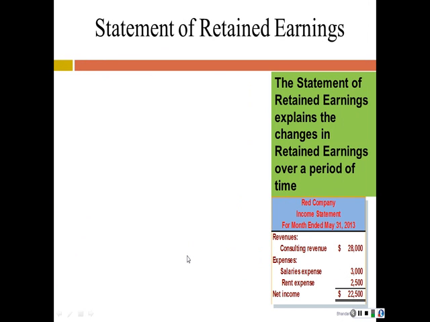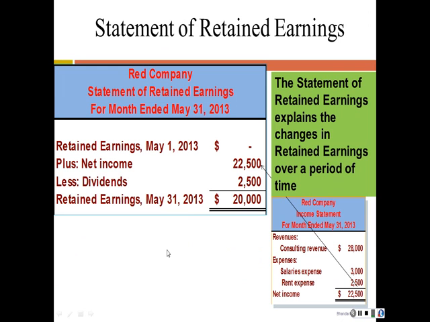So in the actual statement of retained earnings, which once again has the heading of who, what, and when, we start off with the beginning balance, which is as of May 1. And what you notice is there was no balance. And the reason for that is that Red Company was not formed as of May 1, and as such it did not have a beginning balance of retained earnings because there was no past income that we had.